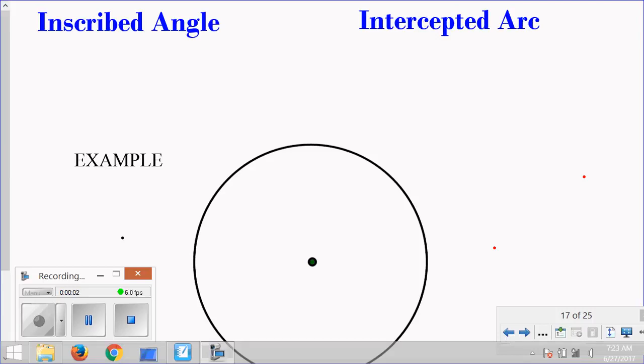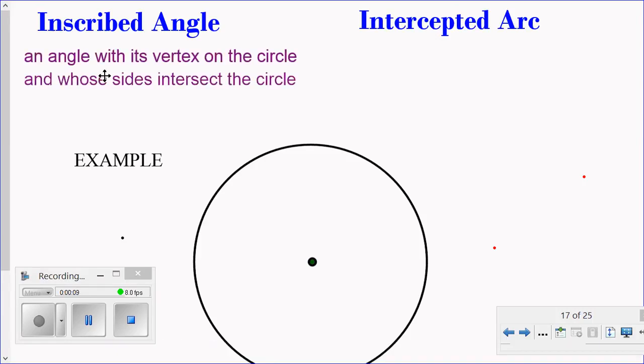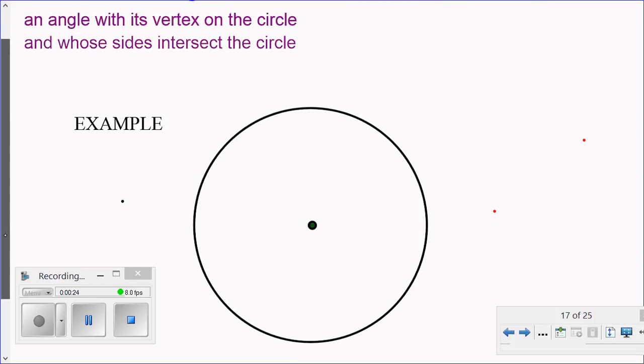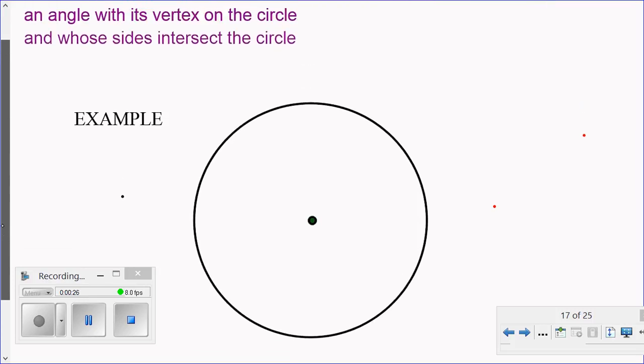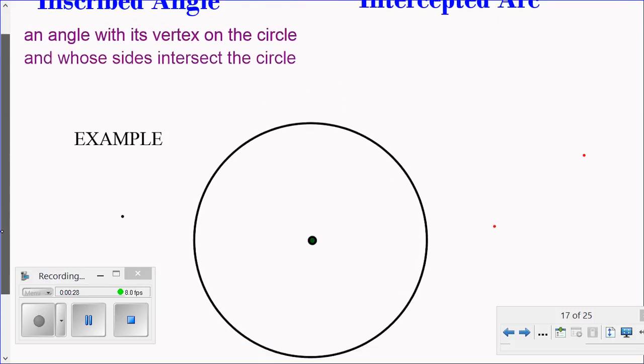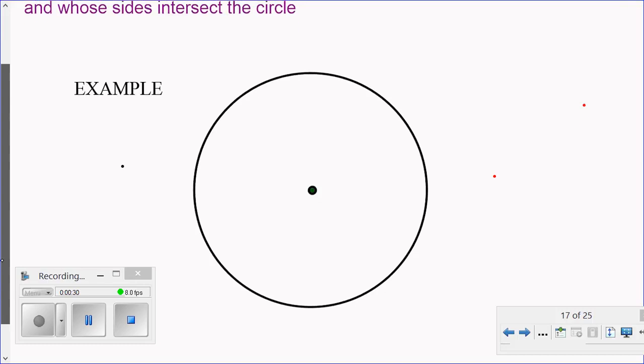Okay, so now we're going to talk about what are called inscribed angles. So first of all, what is it? An inscribed angle is an angle with its vertex on the circle and whose sides intersect the circle. Let me just first draw an example here.